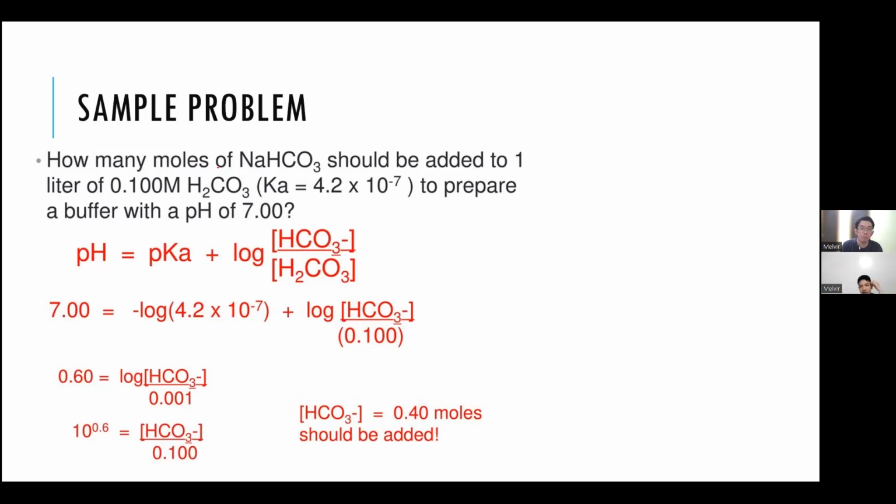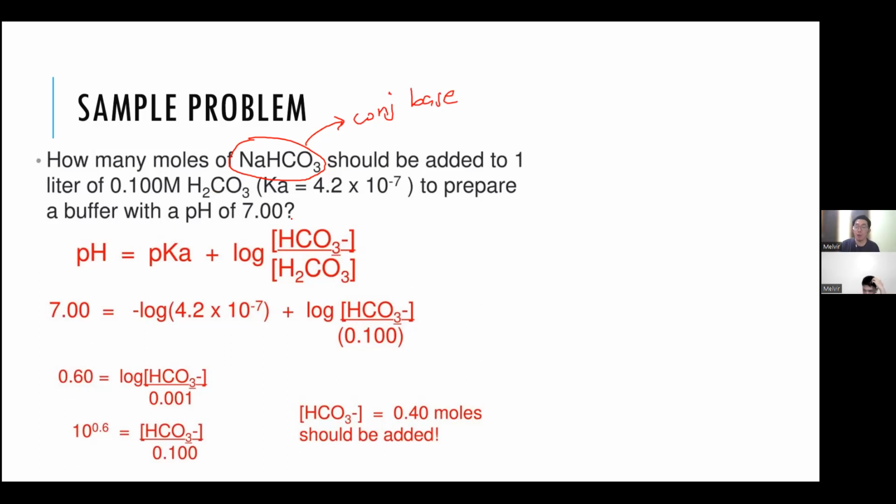So this is the question. How many moles of sodium bicarbonate? Sodium bicarbonate. As soon as you hear it, it's a salt. What do you expect it to be? It will be the sodium bicarbonate. What component of your buffer is it? The base. Correct. So it is already your conjugate base, because it's a salt.